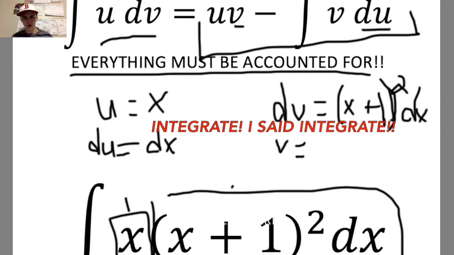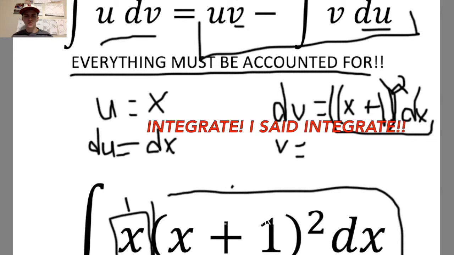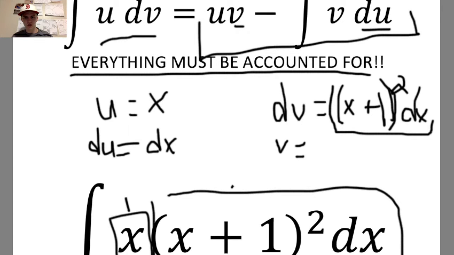You basically just integrate this part right here. So what we're going to get is 1/3 (x plus 1) cubed.